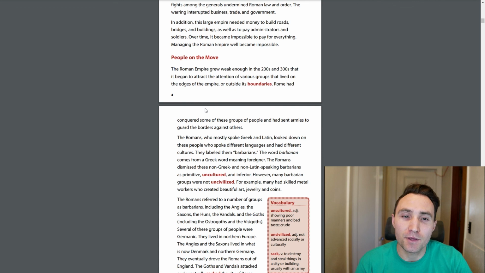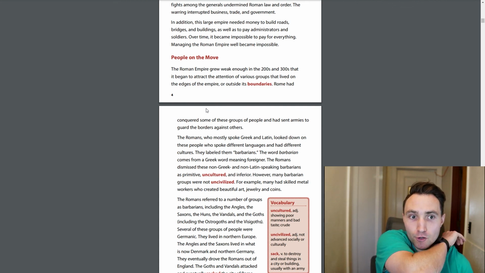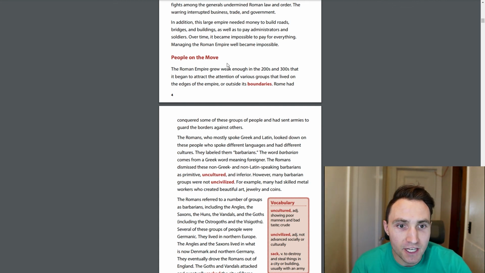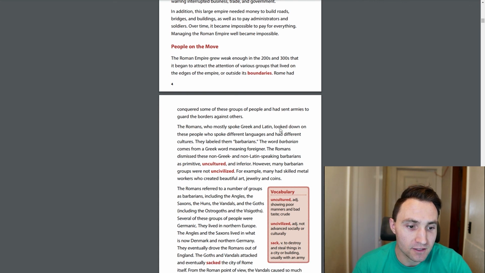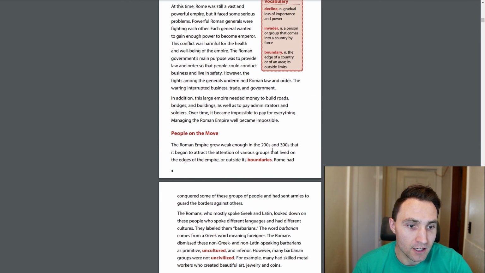Our next section, people on the move. The Roman Empire grew weak enough in the 200s and 300s that it began to attract the attention of various groups that lived on the edge of the empire. Maybe these are the invaders, or outside its boundaries. And what is a boundary? Well, this is our last vocabulary word for this page.